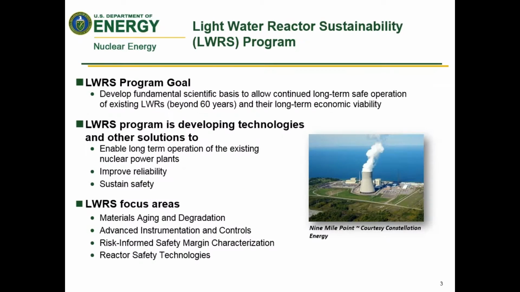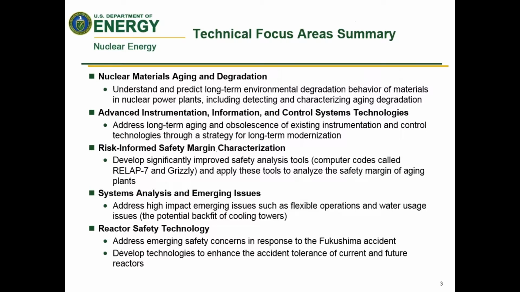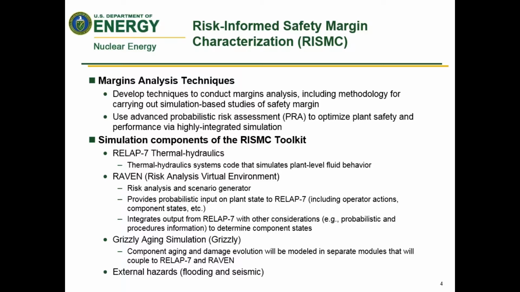All right, so we're going to cover the topic RC 8 and 9, and Dr. Curtis Smith from Idaho National Laboratory is technical point of contact for this area, and I'll skip over the WRS program overview and talk about the risk-informed safety margin characterization pathway, and this is a pathway that involves developing techniques and methods to better understand the safety margin of plants, and it also uses advanced probabilistic risk assessment to optimize plant safety and performance via highly integrated simulations.